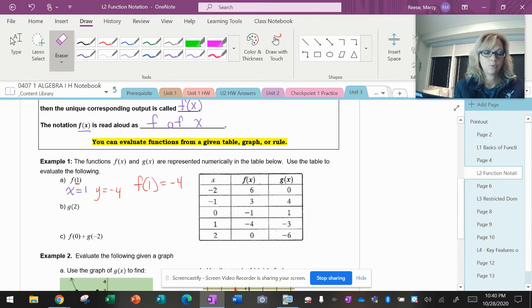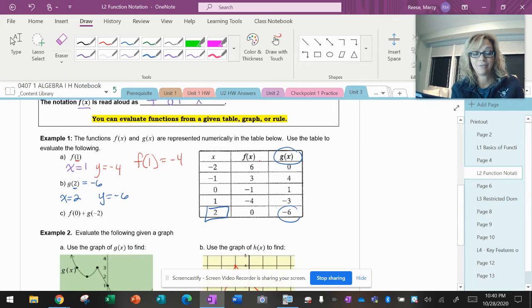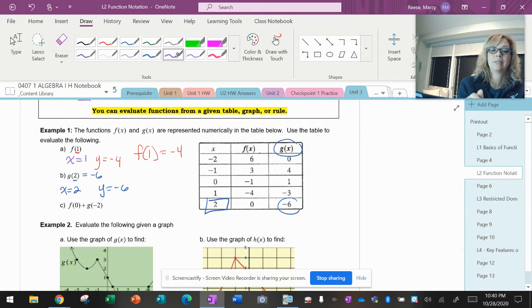Okay, let's try it again. This one says g of 2. So I'm going to look at the g function, and my input is 2. So that means when x is equal to 2. So I come over to the table, and I go, okay, here's my x equals 2. But I need my g function, not my f. So I'm going to go to this column. When x is 2, I get the result of -6. So that's when y is equal to -6. That's it. It's a fancy way of writing it, but it doesn't mean anything special. It just means this is the x value.